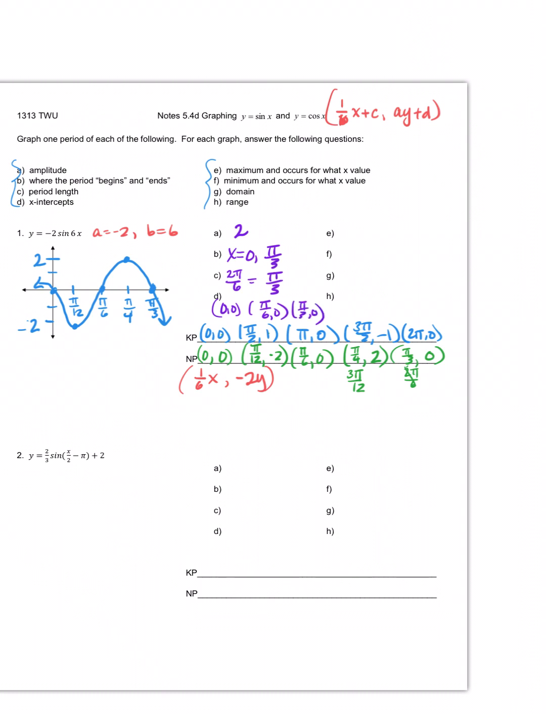All right. The maximum: we only have one maximum, and that's at pi over 4, 2. The minimum is at pi over 12, negative 2. The domain: it's a continuous curve, so it's negative infinity to positive infinity. The range: my lowest y value is negative 2, and my highest y value is positive 2.